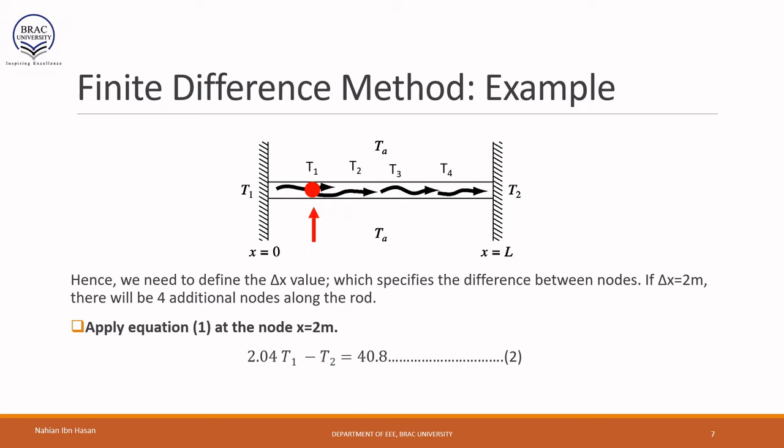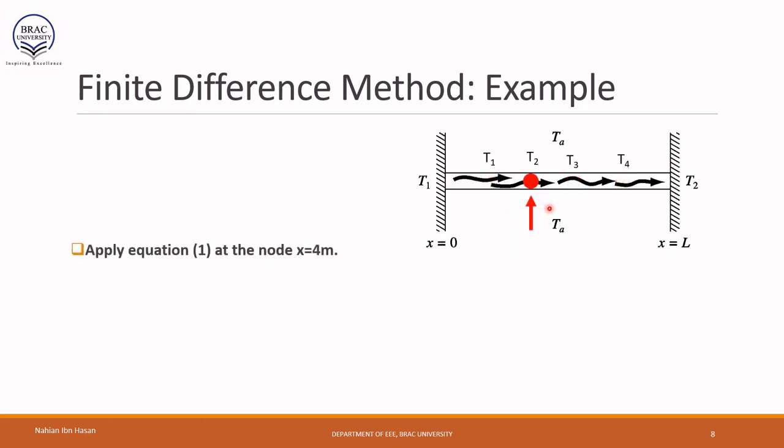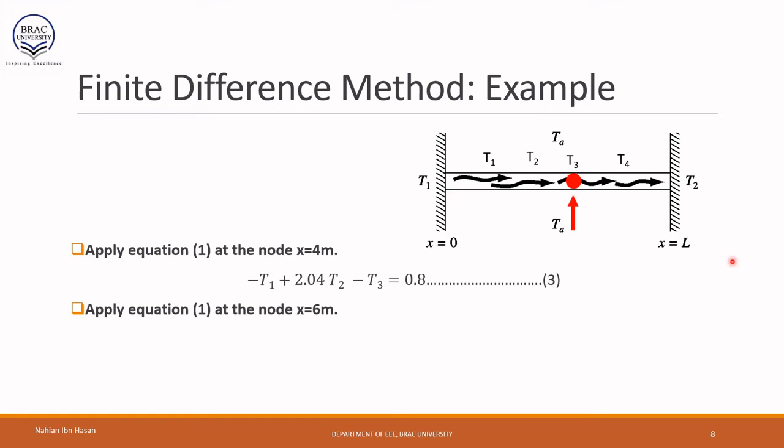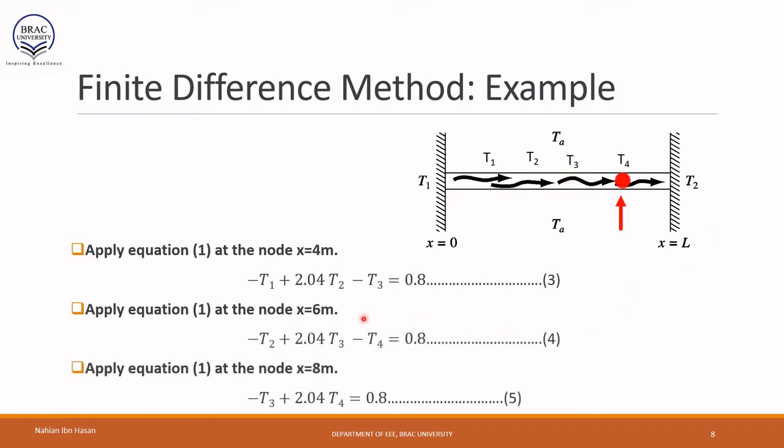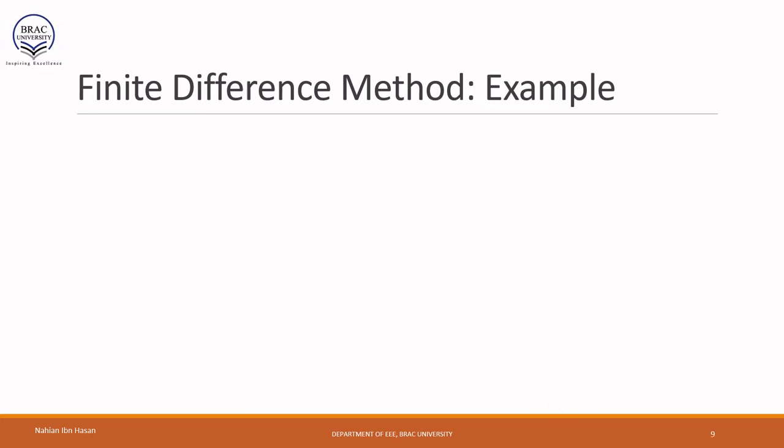Similarly, I want to apply equation 1 at the second node, that means at x equal to 4 meters, and the equation will look like this. This is equation 3. Similarly, equation 1 is applied at node 3 and node 4, and we get two other equations. So at 4 different nodes I achieve 4 different difference equations: equation 2, equation 3, equation 4 and equation 5. Equation 1 was the original difference equation, then I applied it at these 4 different nodes and achieved 4 different equations.